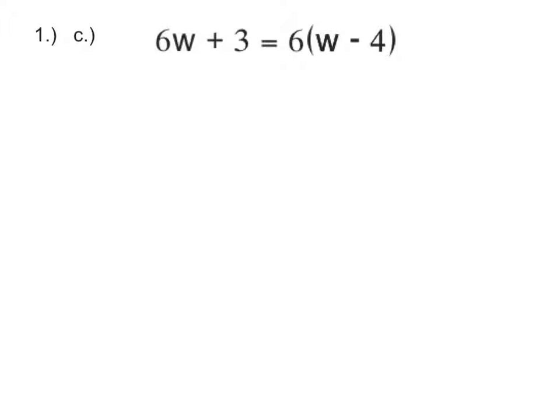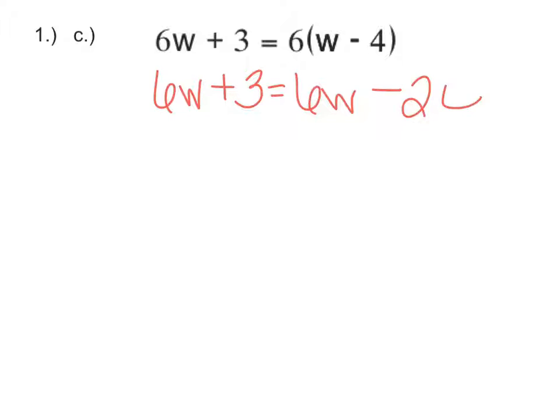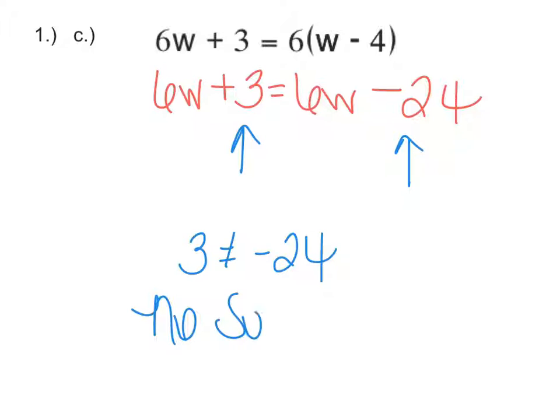Alright, on C, I have to distribute again. So I'm going to bring down 6w plus 3, and then I'm going to distribute. 6 times w is 6w, and 6 times negative 4 is negative 24. If I compare the sides of my equation, the variables are the same. Same number, same sign, same variable, and the numbers are different. 3 is not equal to negative 24. This one is no solution.